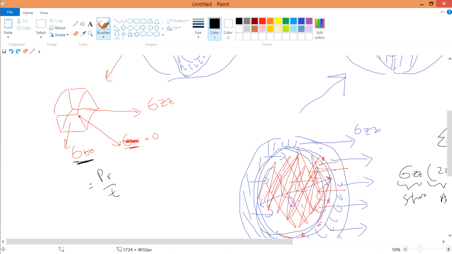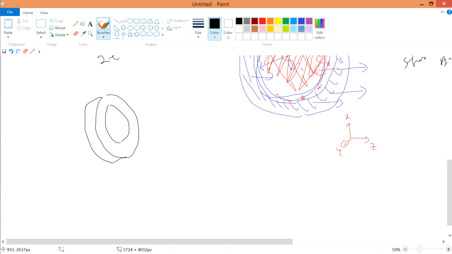So let us take a look at how we prove that it's actually PR over 2T for the hoop stress also. I take a slice of this sphere over here, and this is the cube that we are talking about, with the hoop stress going in this direction. Because we are talking about hoop stress, we are going to look at the cross-section, the interior of this portion.